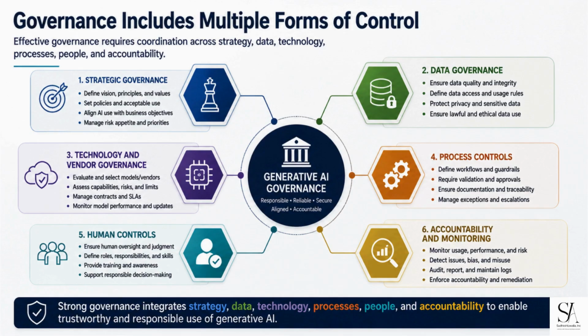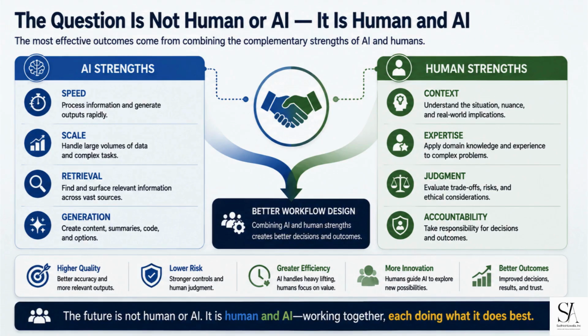Finally, we will examine real examples of human AI collaboration and identify the operating models and workflow design lessons that emerge from them. The central idea throughout the video is that the objective should not simply be maximum automation. The more useful objective is to determine where AI can contribute speed, scale, retrieval, generation, and repeatable information processing, where human expertise and judgment should remain in control, and how the two can be combined to produce a better and more accountable outcome.